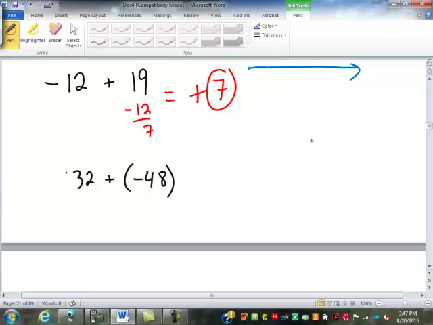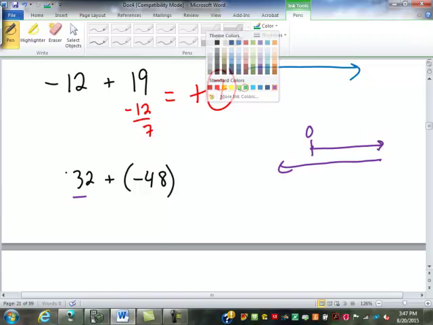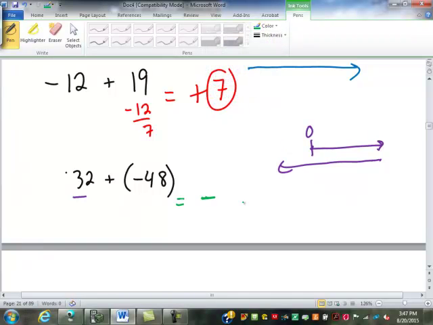Tell me what to do here. Start with the 32, which is positive. Negative 48. Same or opposite? Shorter or longer? Longer. What's it tell us about our answer? It's on the negative side, and it's the difference between 48 and 32. So let's subtract it, get 16.